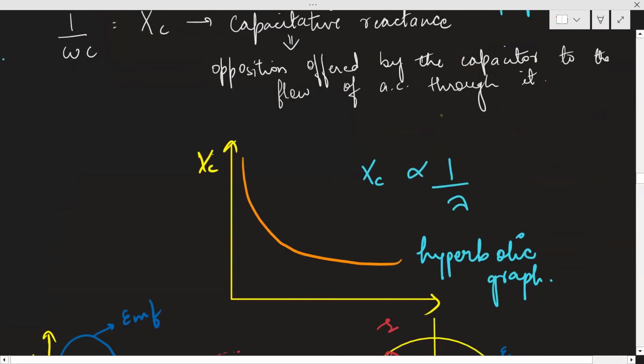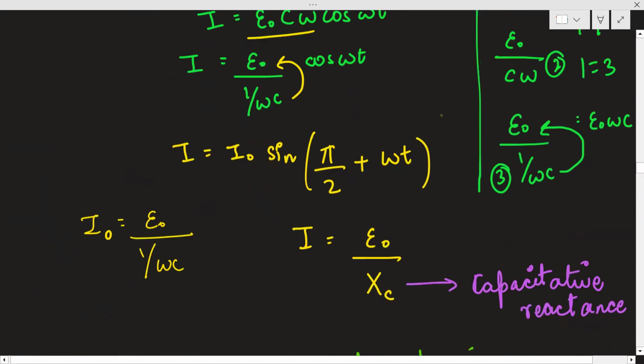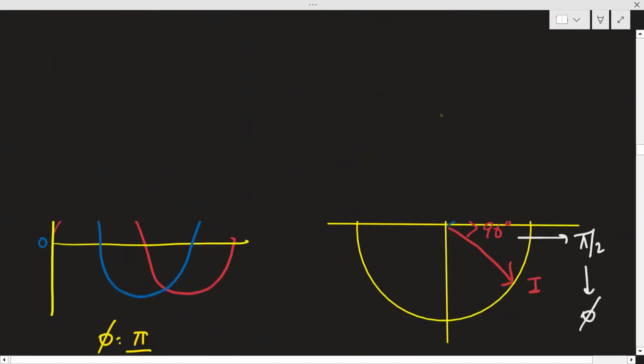Okay, this is hyperbolic, the phasors. All right, class, just take the screenshot of this.